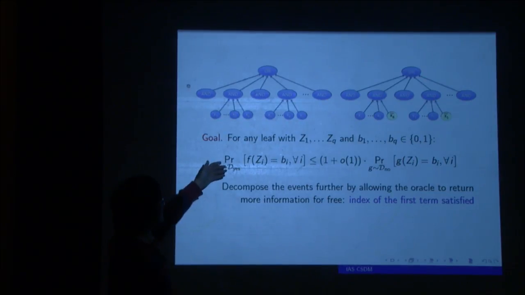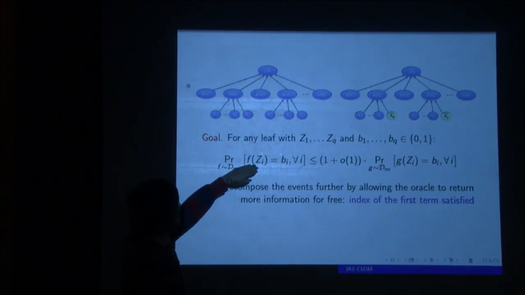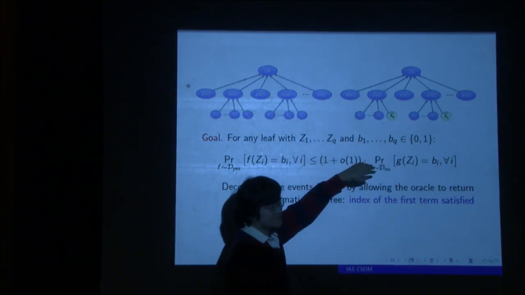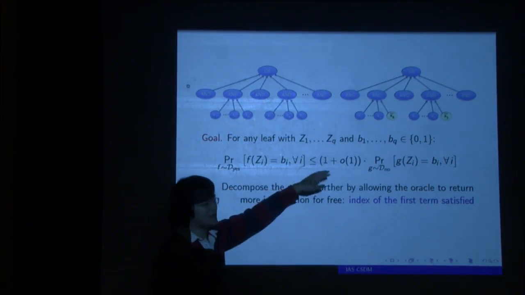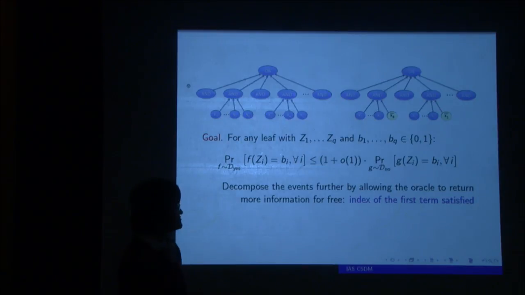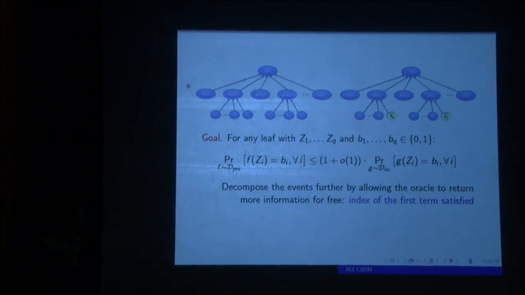So here is the goal again. We take any leaf with these strings and these answers, and we want to compare these 2 probabilities, one for the yes distribution, one for the no distribution. Now the difficulty is that these are very difficult events to analyze. So what you do is just decompose it, make it simpler events. Then we want to compare those simpler events.